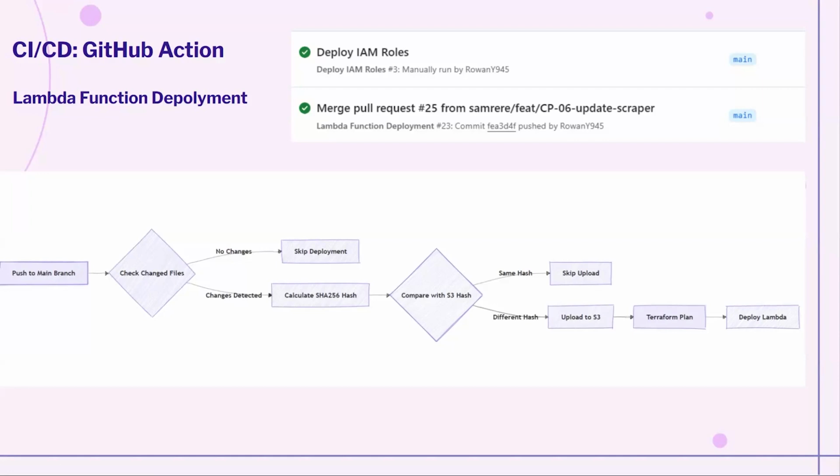Our Lambda function deployment pipeline implements a change detection system using SHA-256 hashing. Before deploying any function, the system compares the hash of the new zip file with the existing hash stored in S3 metadata. This ensures we only deploy when there are actual changes, preventing unnecessary deployments and maintaining version control.